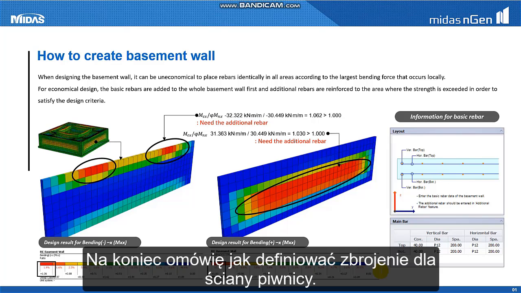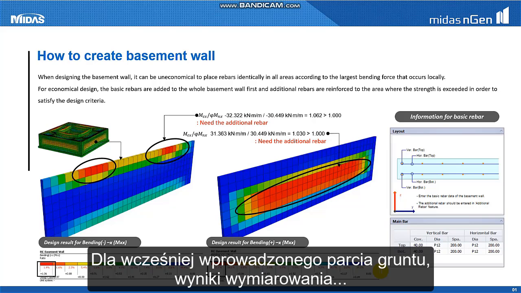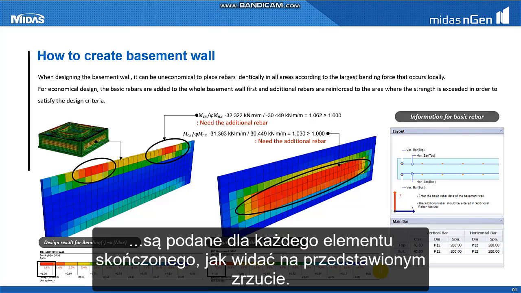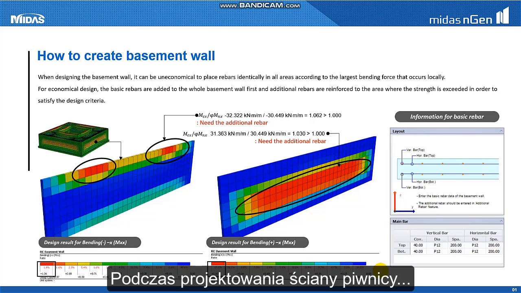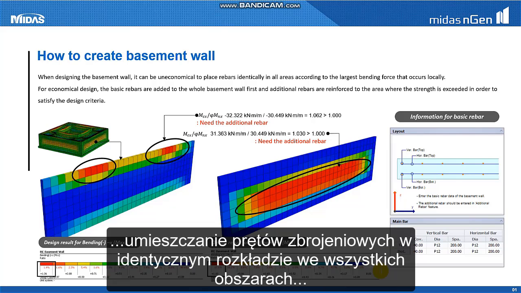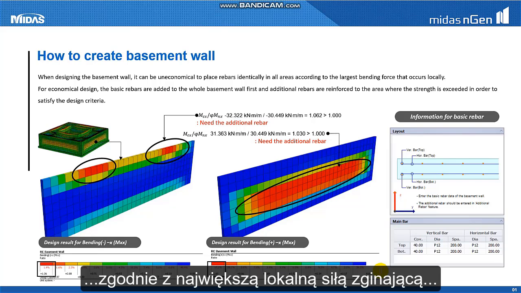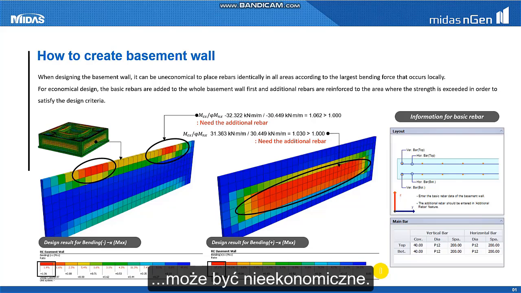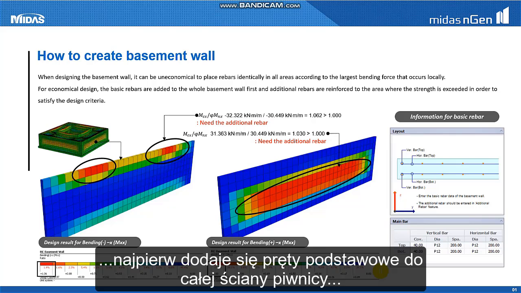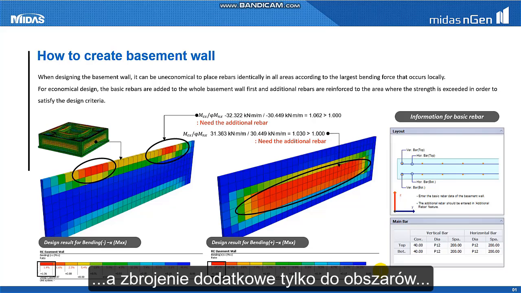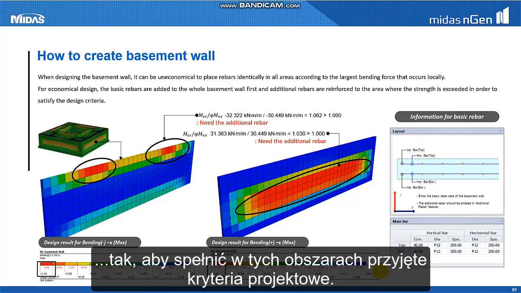Finally, design the basement wall. For the previously input earth pressure, design results are provided for each element as follows. When designing the basement wall, it can be uneconomical to place rebars identically in all areas according to the largest bending force locally. For economical design, the basic rebars are added to the whole basement wall first, and additional rebars are added to the area where the strength is exceeded to satisfy the design criteria.